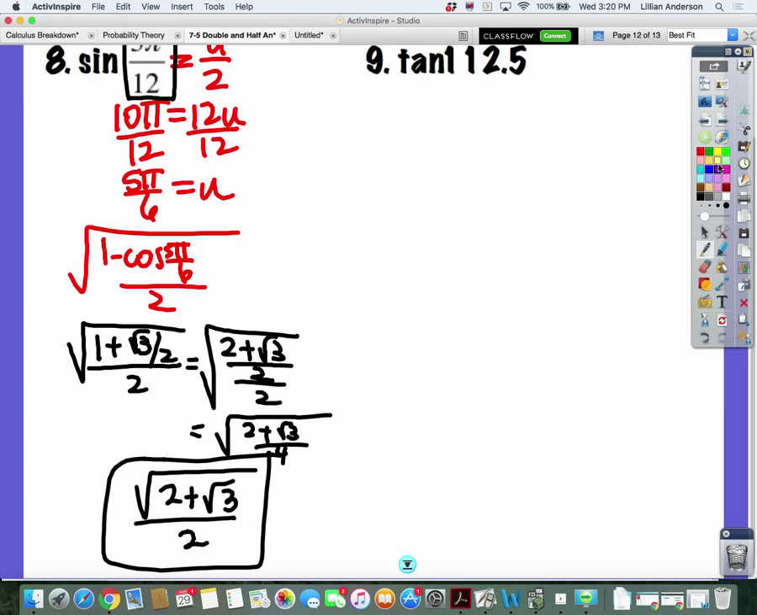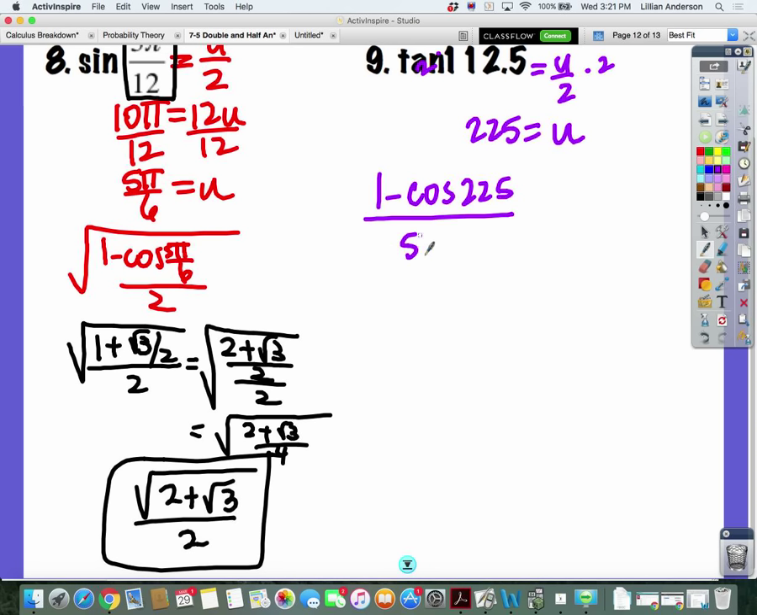All right, here's another one. That's 112.5. Set it equal to u over 2. Multiply both sides, and you get 225. That is the value of u. So that's going to go into your formula, cosine 225 over the sine of 225. And the beauty about this, you don't have to worry about any pluses or minuses with tangent. The cosine of 225 is a negative square root 2 over 2, but then that will turn into a positive. The sine of 225 is a negative square root 2 over 2.